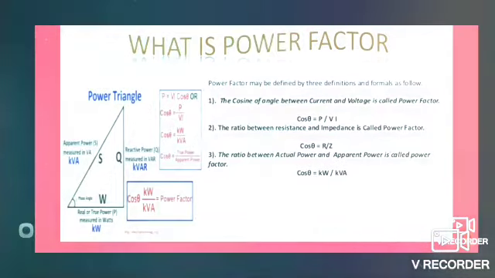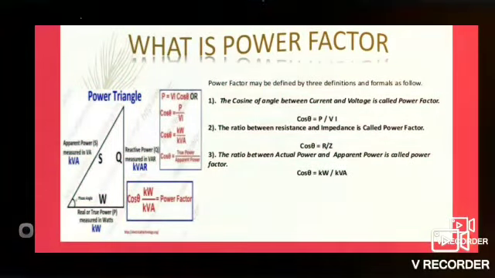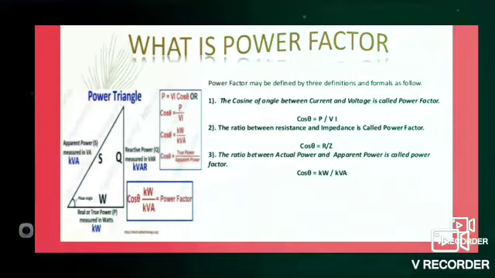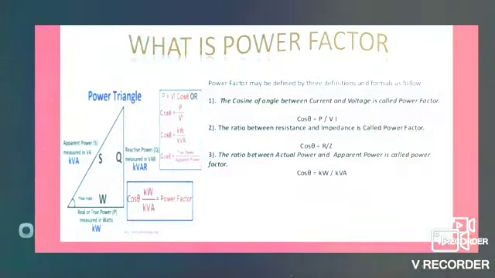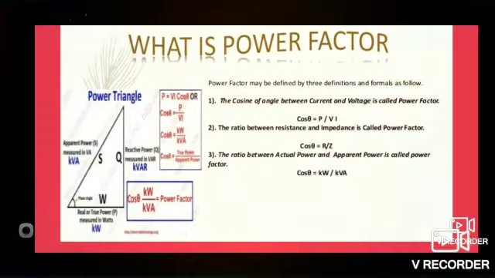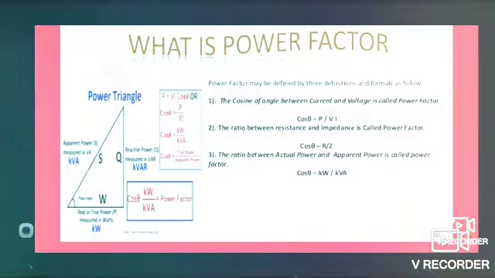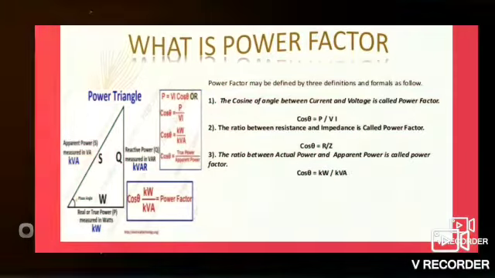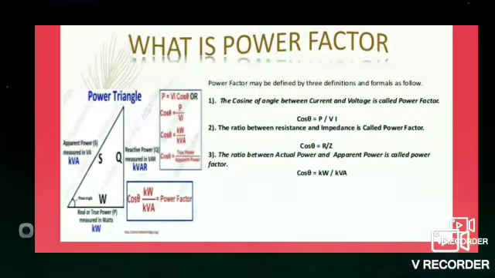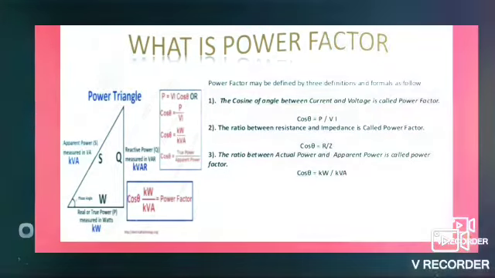Second one is the ratio between resistance and impedance. That is cos theta is equal to R by Z. And third one is the ratio between actual power and apparent power. It is also called power factor. Therefore, cos theta is equal to kilowatts divided by kVA. Kilowatts is the real power unit and kVA is the apparent power unit.